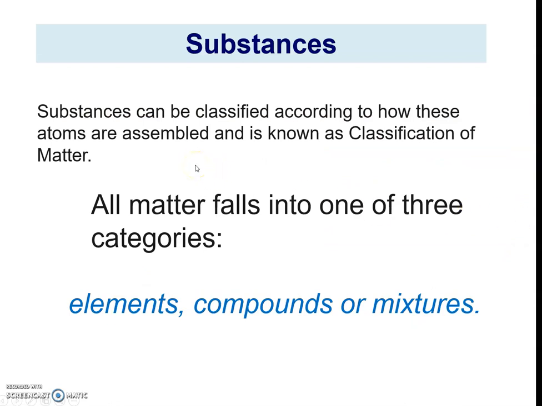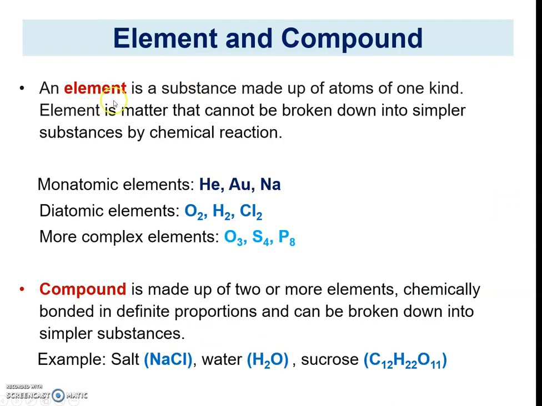Okay, substances can be classified according to how these atoms are assembled, and this is known as classification of matter. All matter falls into one of 3 categories: elements, compounds, or mixtures. An element is a substance made up of atoms of one kind. Element is matter that cannot be broken down into simpler substance by chemical reaction.